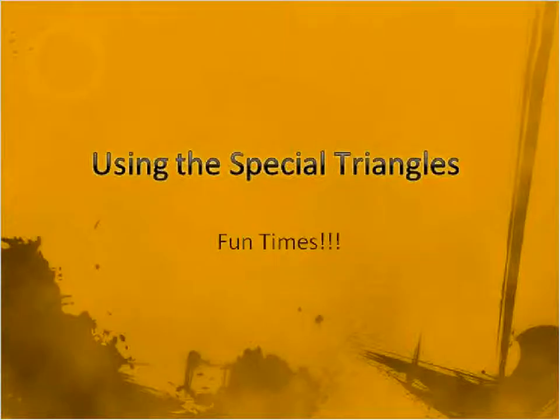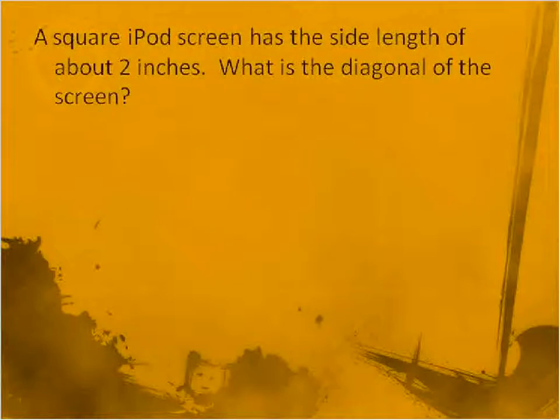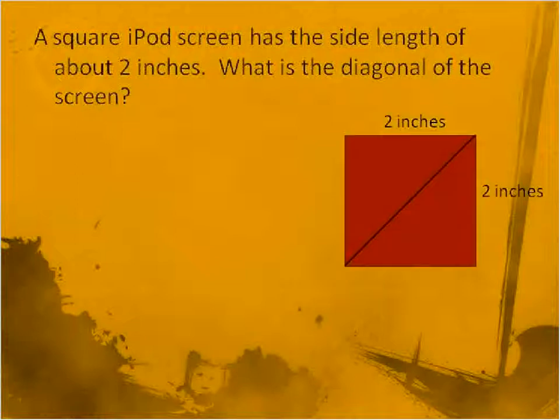Today we're going to be using our special triangles that we learned about in the last lesson to try and solve some questions using the patterns that we saw and, hopefully, some shortcuts that we can look at. The first question says a square iPod screen has a side length of about 2 inches.